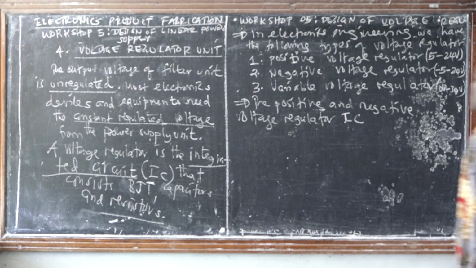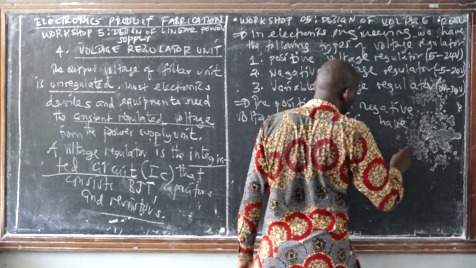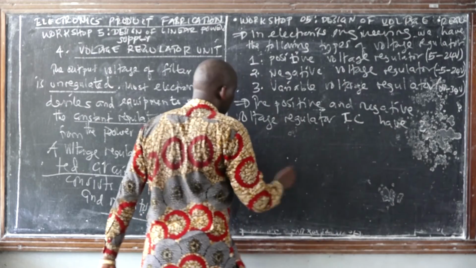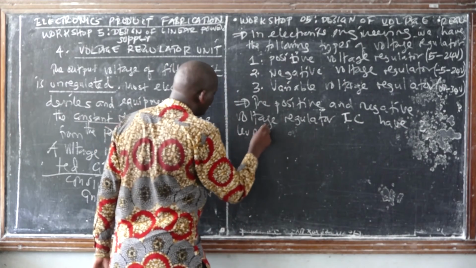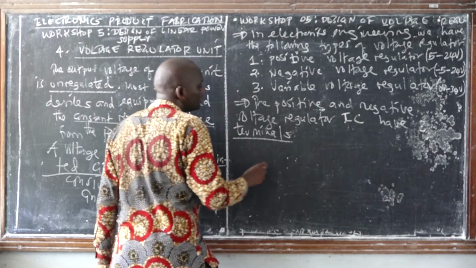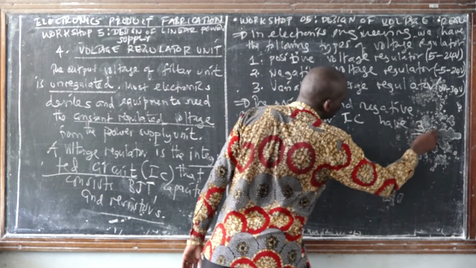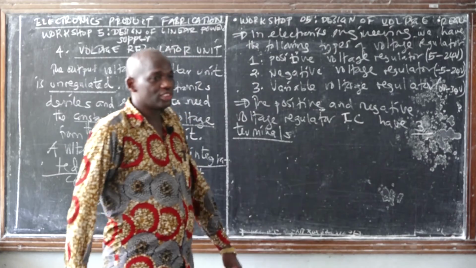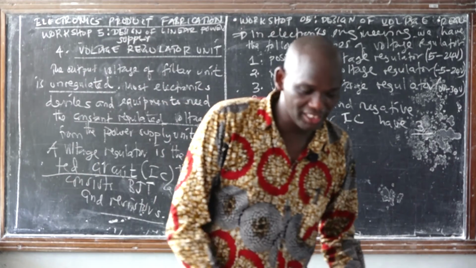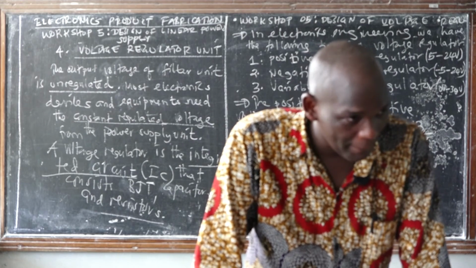So the positive and negative voltage regulator ICs have 3 terminals. How many terminals? 3 terminals. Ask your neighbor, how many terminals do you have? If a positive and negative voltage regulator have 3 terminals, how about you? How many terminals do you have to conduct biological power?